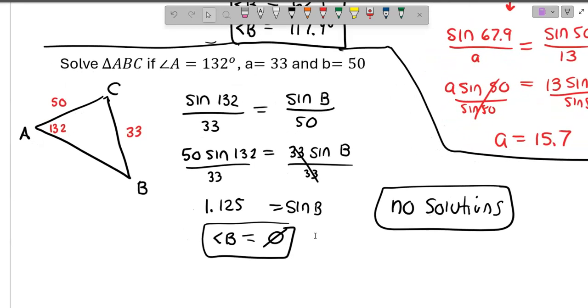And I want you to take a look here at what happens with this. So we set up our triangle. We set up our law of sines, just like we've been doing. We cross multiply, create our equation, divide, and we get 1.125 for sine B. But if you put that in your calculator, you should have gotten an error. And that's because the sine ratio is not allowed to be bigger than 1. So this is a red flag, which means we're not going to get a solution, which means this triangle cannot exist. It is impossible for it to exist. Therefore, there is no solution to the problem.